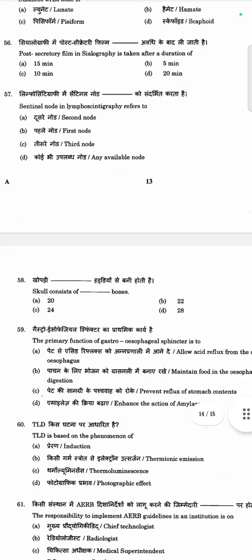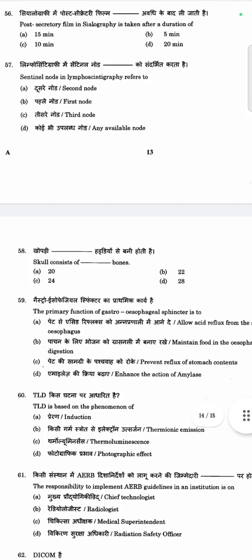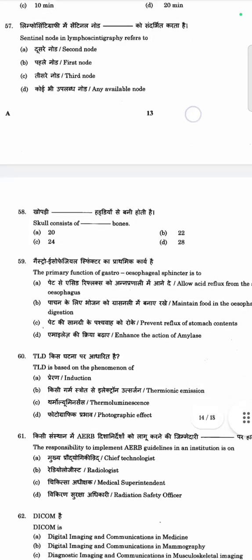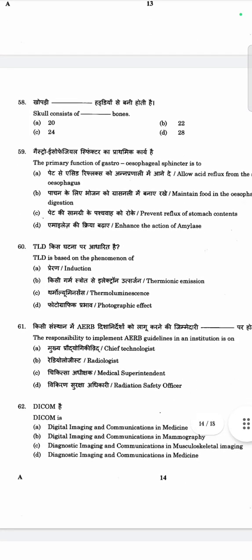Okay. Central loop node is the third node. Central loop nodes are third nodes. Okay. Skull consists of 22 bones.